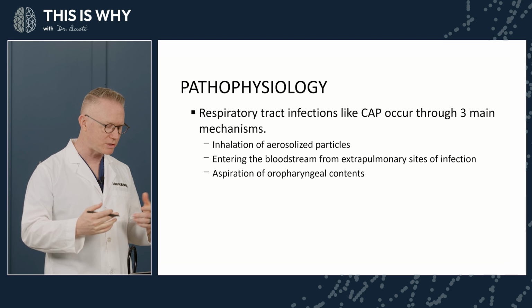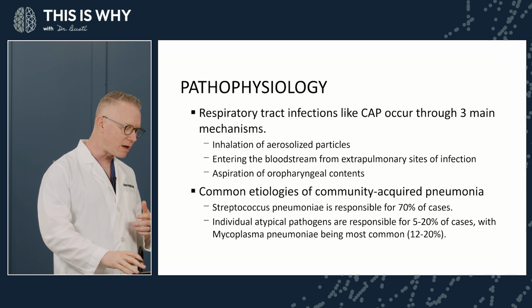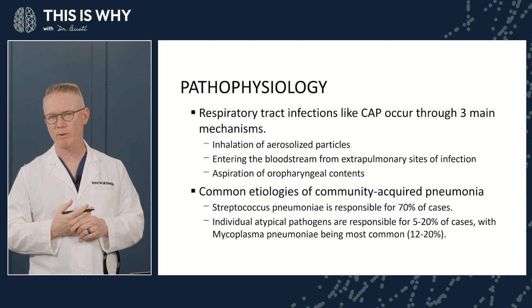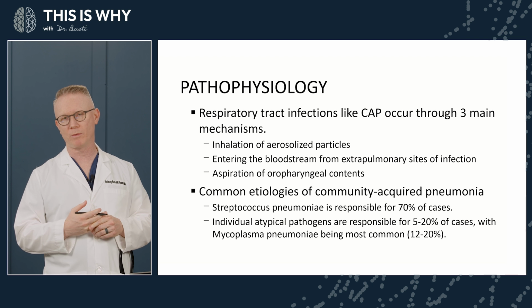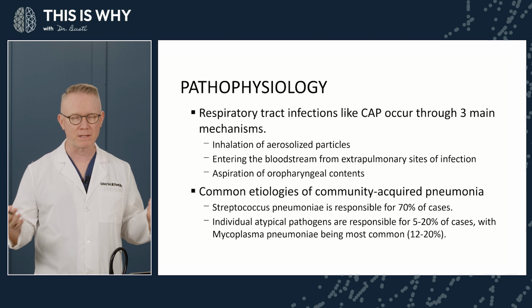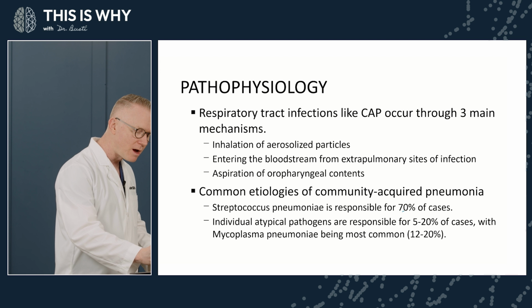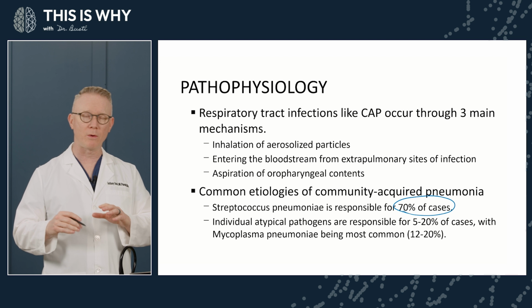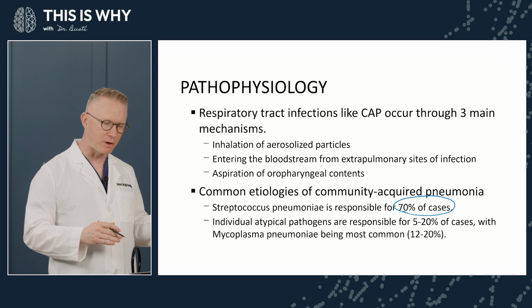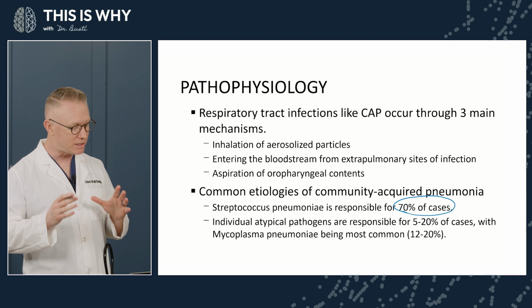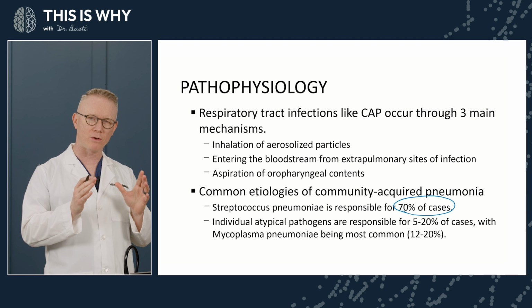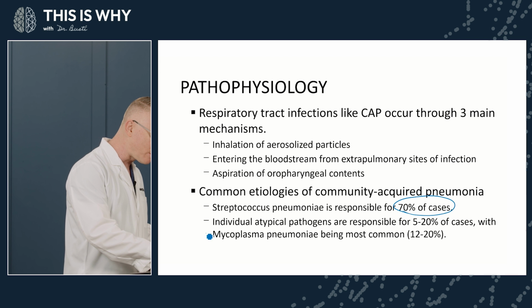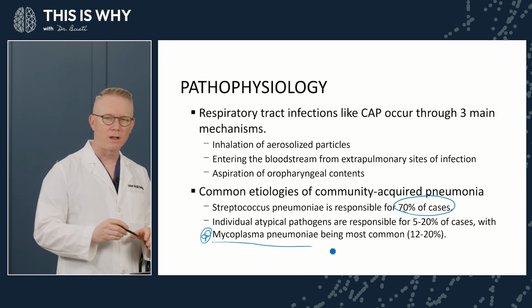So when we start thinking about some of the common etiologies of community-acquired pneumonia, the majority of these cases are Strep pneumo, 70%. That's pretty decent, and so that's important. Now, when we think about other atypical pathogens, that is going to represent 5 to 20% of the cases, but the majority of those are going to be made up of Mycoplasma pneumoniae.